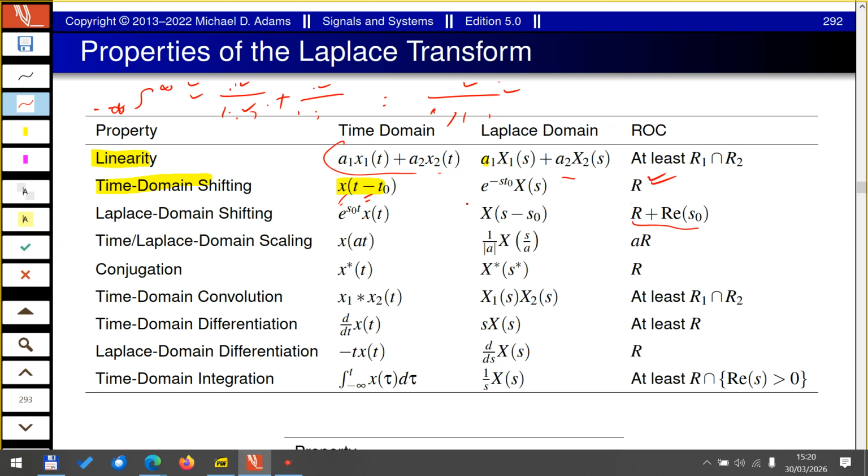If it was x of s, so what do you mean by ROC? If ROC is R, so we require s to belong to R, right? s must belong to R. So how should that rule change when the Laplace is x of s minus s naught? Now s minus s naught must belong to R, right? Agreed? Because you say that the Laplace transform is x of s minus s naught. So when s minus s naught must belong to R, s is a fixed number, s naught is a fixed number. This means that s must belong to R plus s naught. Bring it to the other side.